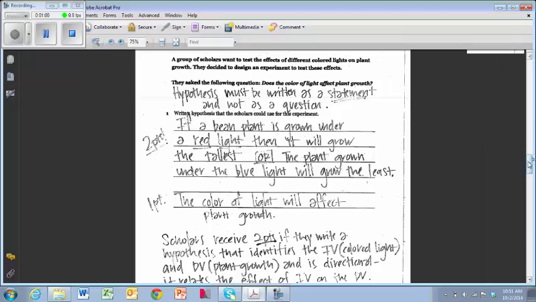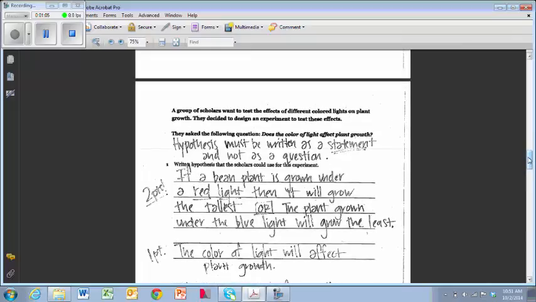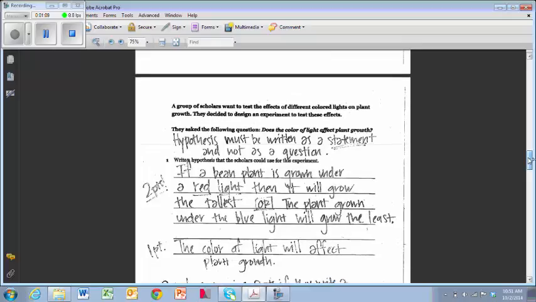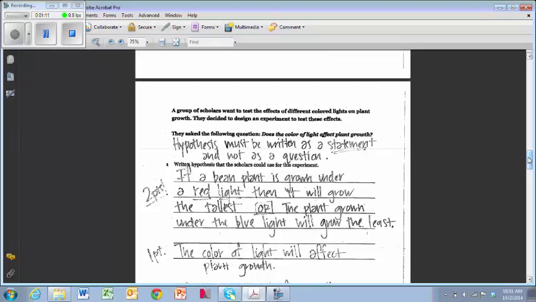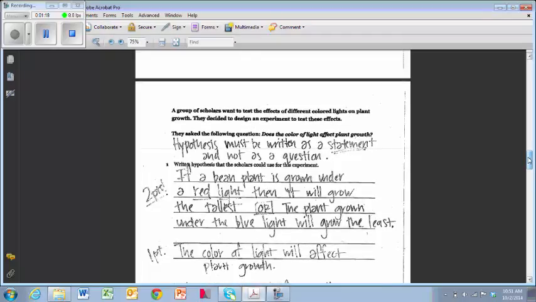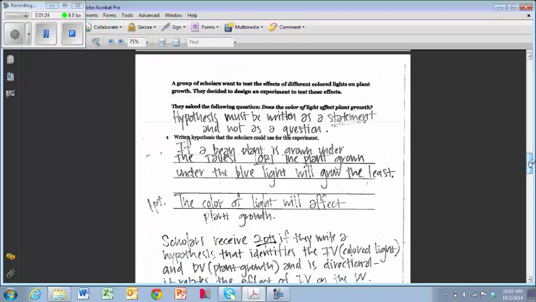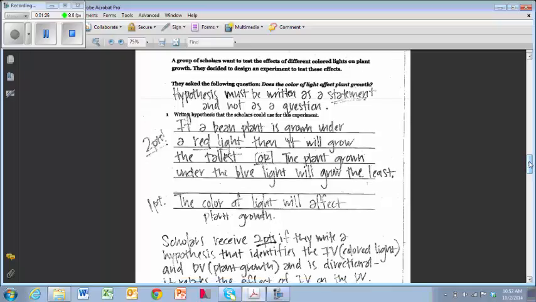For this first question, all of the questions have to do with the same topic, which is that a group of scholars want to test the effects of different colored lights on plant growth. So they're designing an experiment, and the scholar in your class must help answer some of the questions for that experiment. The very first question asks for scholars to write a hypothesis that they could use for the experiment.